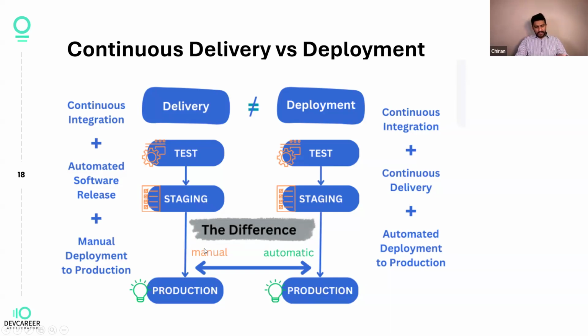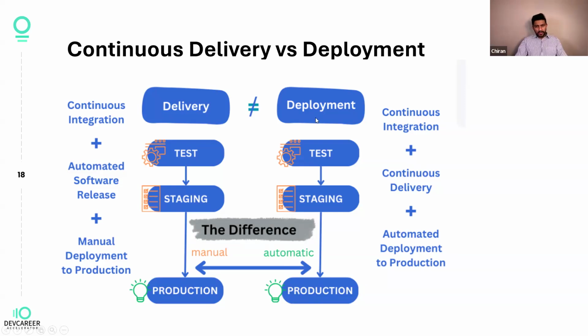So the only difference is that with continuous delivery, you have to do a manual production deployment. Continuous deployment is when you do an automatic deployment. Netflix uses continuous deployment, because for the last 5-7 years, they have not been doing any manual deployment.